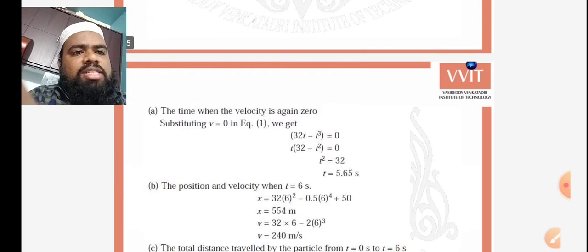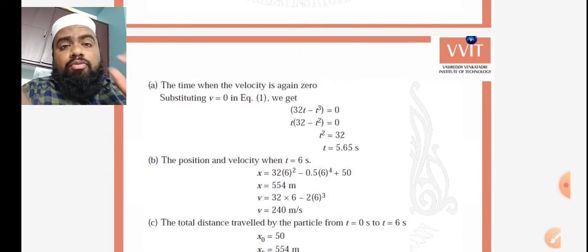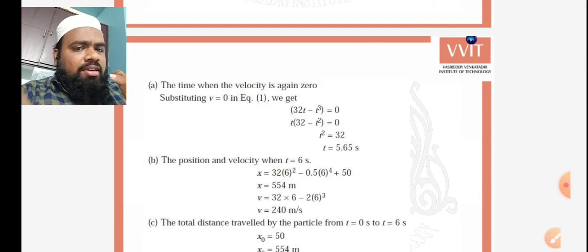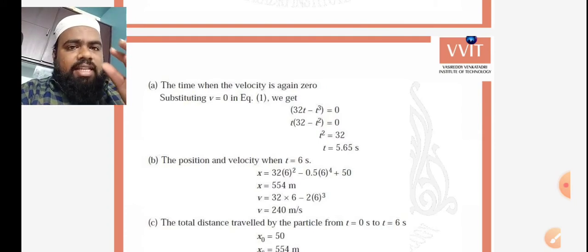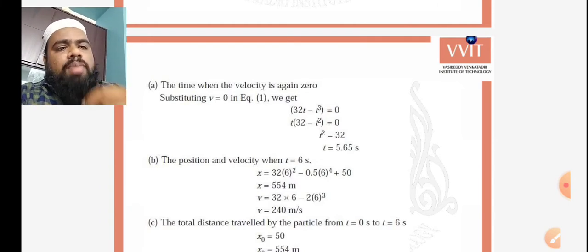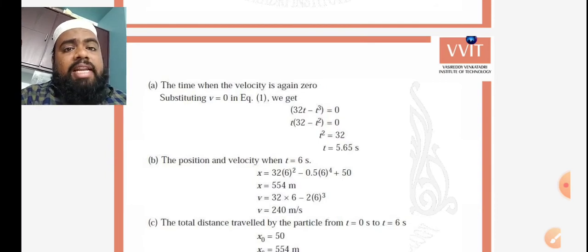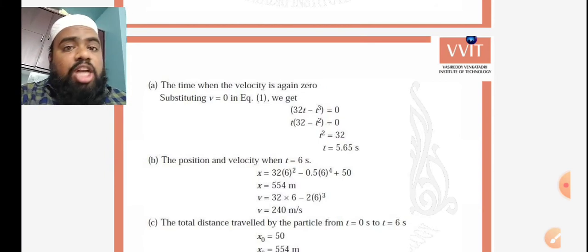The time when the velocity is again 0: substituting velocity 0 in equation 1, because we have to find the time when the velocity becomes 0. We have to get the equation in which the relation between velocity and time is there. In that equation, substitute v = 0, and automatically you will get t. So time is equal to 5.65 seconds. So at time t = 5.65 seconds, the velocity becomes 0.